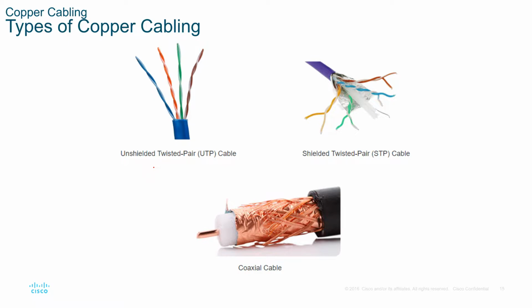The most common type of copper cabling is unshielded twisted pair. And you notice we have four pairs of wire. We have a blue, an orange, a green, and a brown. With each one of these, you have a solid color and one that is white with a stripe: blue and white with a blue stripe, orange and white with an orange stripe, green and white with a green stripe, so that we can identify the pairs.